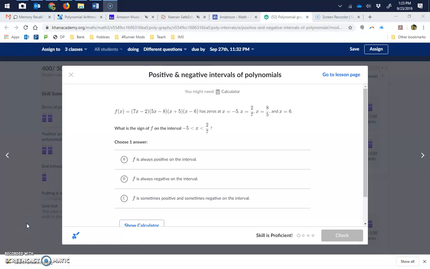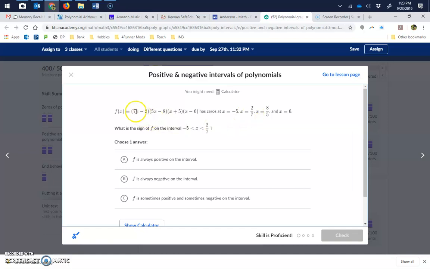Positive and negative intervals of polynomials. Okay, so we have f of x. This is a polynomial. This is equal to (7x minus 2) times (5x minus 8) times (x plus 5) times (x minus 6). It tells us the zeros. It says x equals negative 5, which is a 0 right here, negative 5.